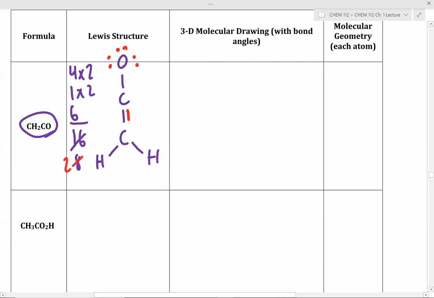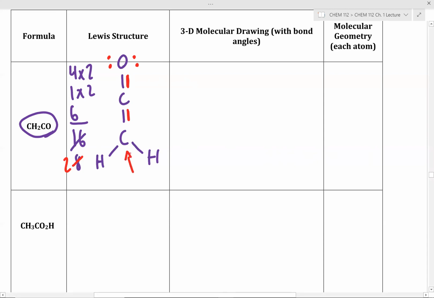Exactly right. So we want to minimize negative formal charges on this carbon. Okay, do we have a complete octet at this point? No. So let's form another double bond. Okay, perfect. So now we have a complete Lewis structure that fulfills the octet rule. Now we're going to dissect this, and let's look at each molecular geometry.